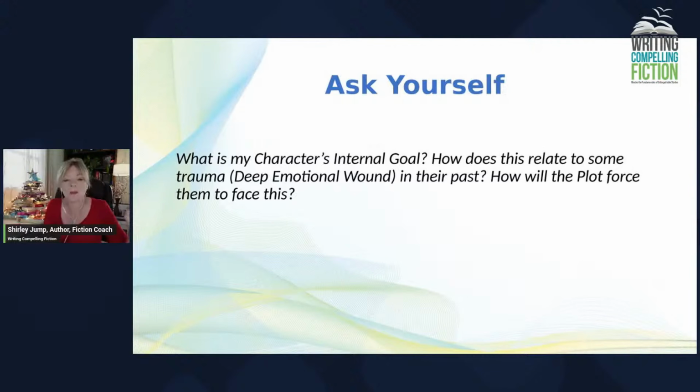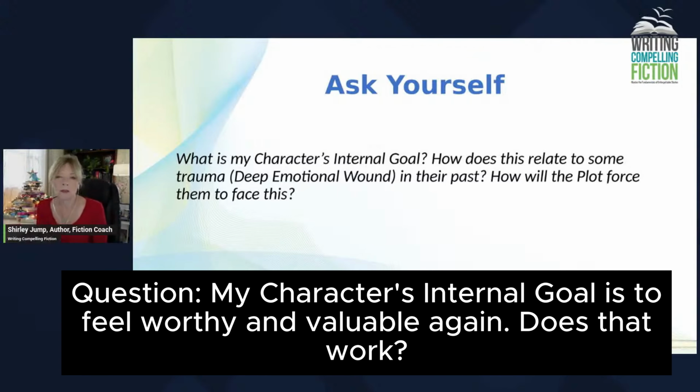What is their deep emotional wound and their internal goal? Jordan wants to feel worthy and valuable again. He wants redemption for what happened to his deputy. He wants someone to love him. Maybe he wants someone to see his value, because if he's wanting to be worthy and valuable again, maybe he wants somebody to make him feel valuable. And he's going to have to realize that other people can never make you feel that way. You have to do that yourself.